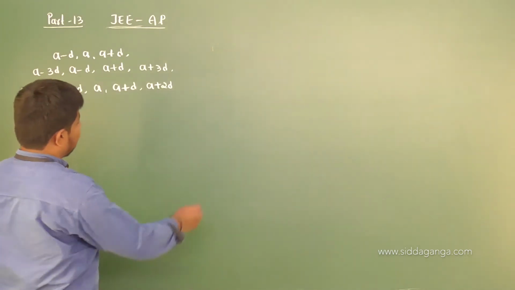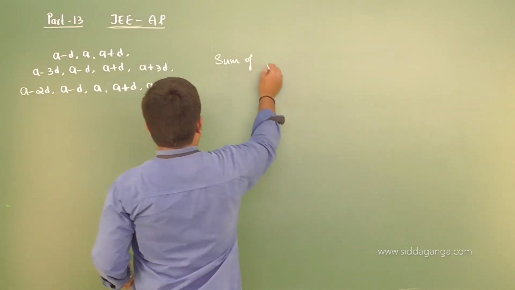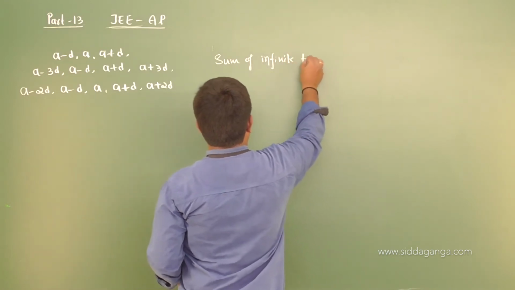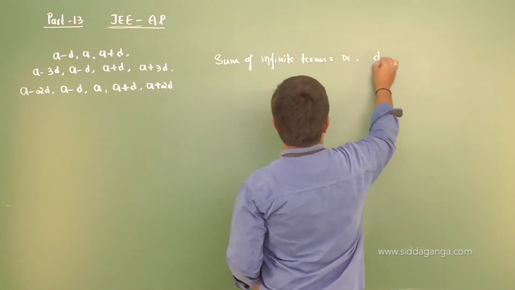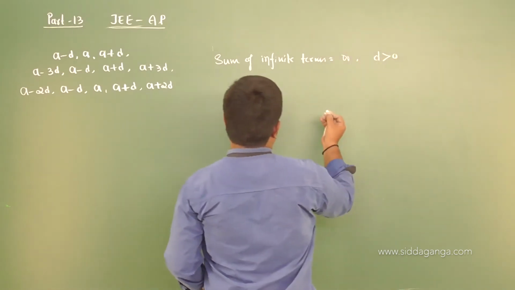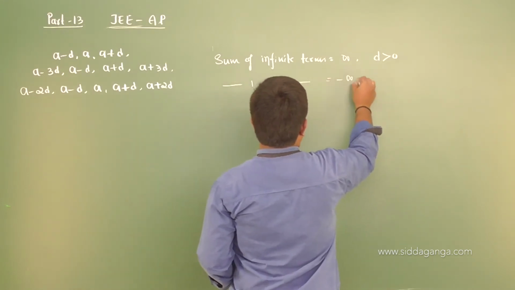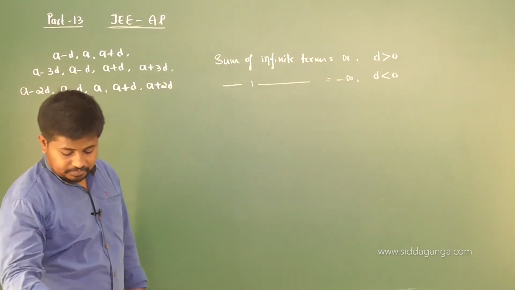The sum of infinite terms will be equal to infinity when d is positive, that is, when the common difference is positive. And the sum of infinite terms will be equal to minus infinity when d is negative. Okay, this is also an important result.